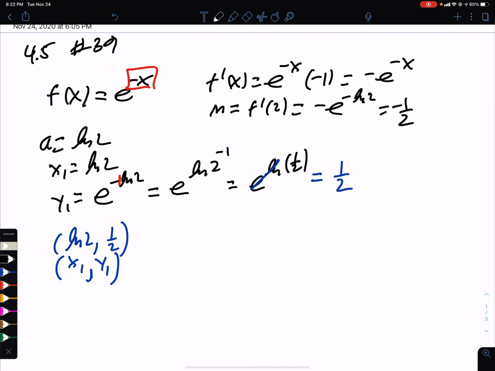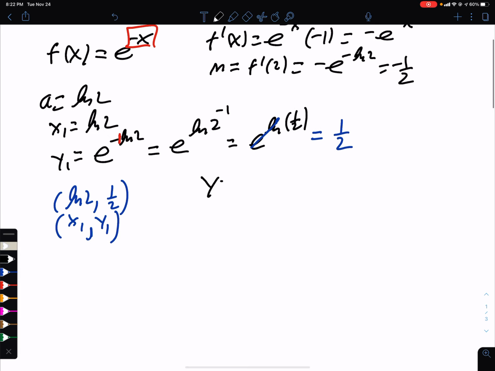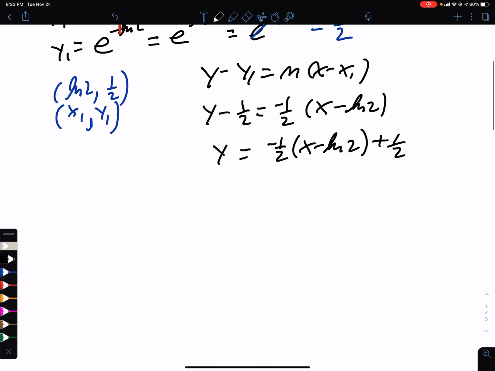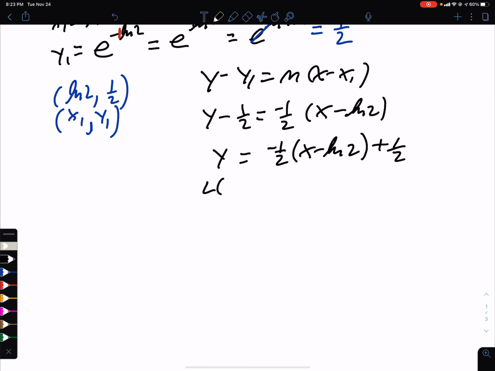That'll be the slope at the point of tangency, and we're going to have this equation. Plug in our x1, y1. And we also have the slope, which we just found, which is negative 1/2. Add 1/2 to the other side. So that is our tangent line approximation that we will use. And we can write it like this if you want to.